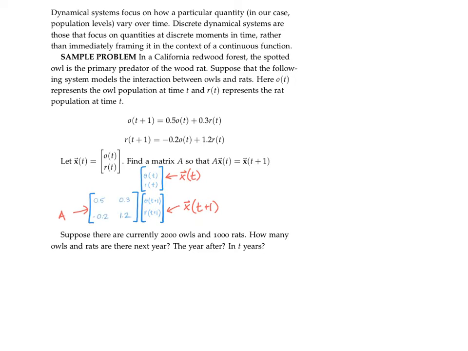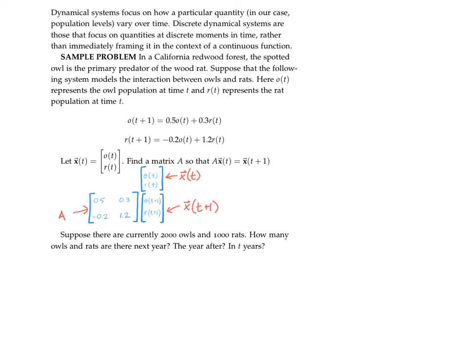So that 2 by 2 matrix there on the left with the 0.5, 0.3, negative 0.2, and 1.2, that's our matrix A that does the trick. It takes x of t and maps it to x of t plus 1 according to the two equations that were given that started off this problem.